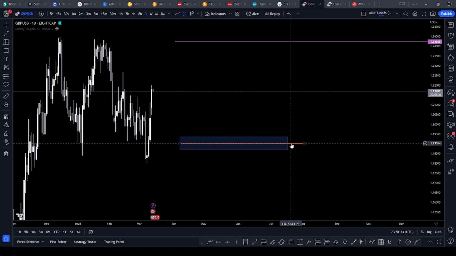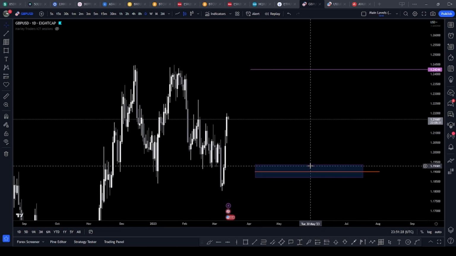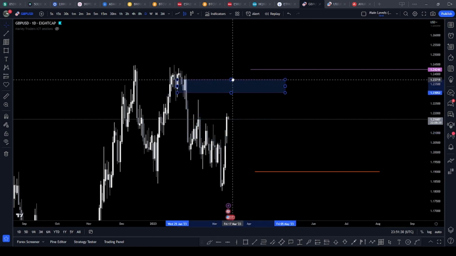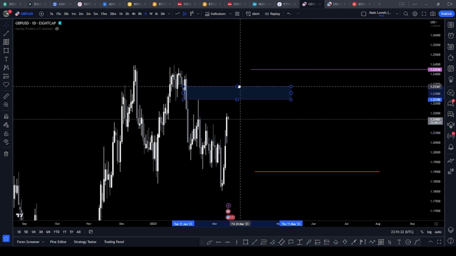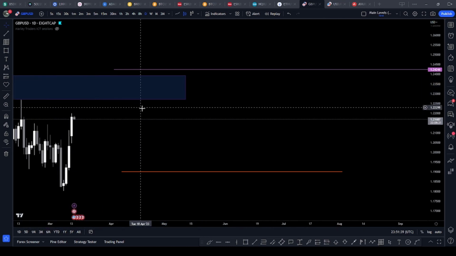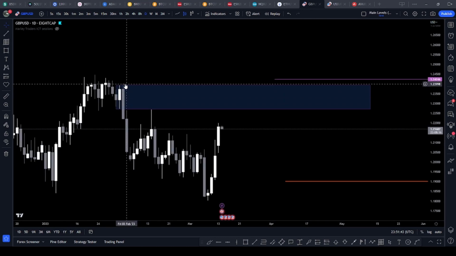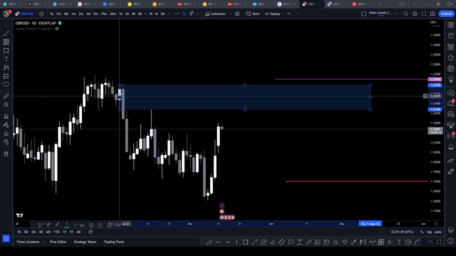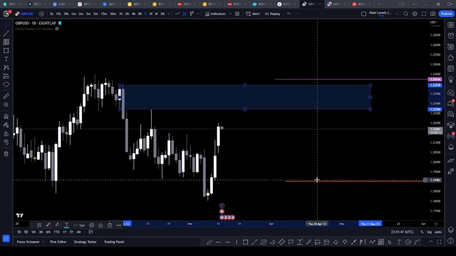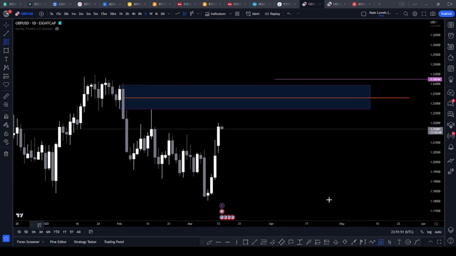I have to stress something. This is something that just came to my attention. ICT talked about it, I think a few days or a few weeks ago. You see, there are levels within levels. What do I mean by that? This is an order block, this one right here. We're often talking about the 50%. Let me use this Gann box again so you understand exactly what I'm talking about.